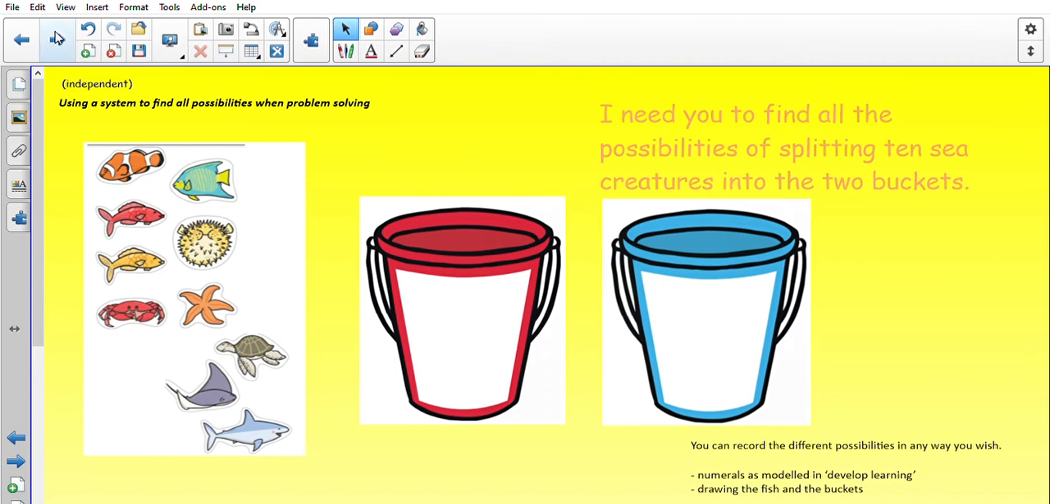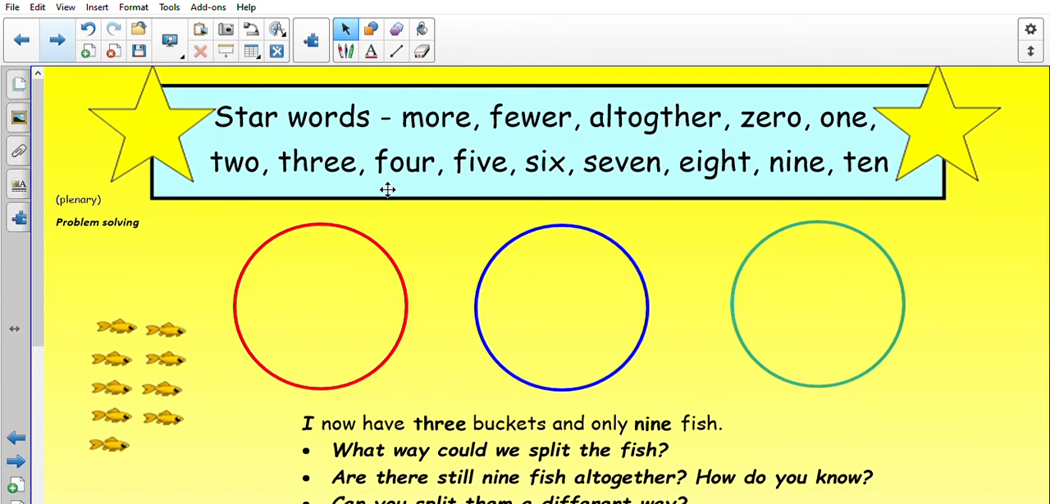Well done. So I look forward to having a look at how you get on with splitting our sea creatures into 2 different buckets. But before I leave you to have a go, let's have a think about our last thing today. Here are our star words again. Let's have a quick reminder of them. More and fewer and all together. And then we had our numbers 0, 1, 2, 3, 4, 5, 6, 7, 8, 9, and 10. Good job. Oh, here, look, it says problem solving. It says there's a problem here.